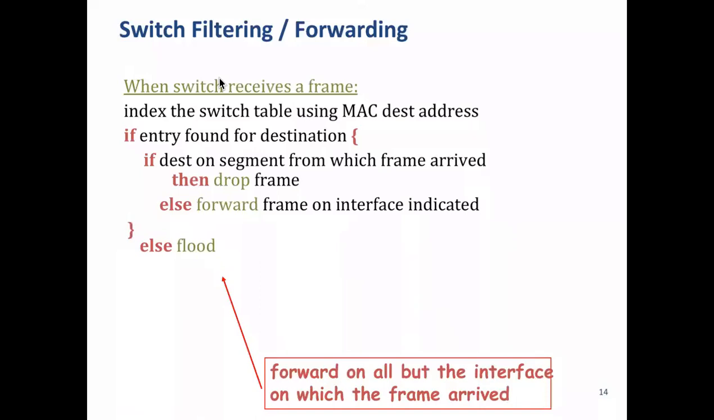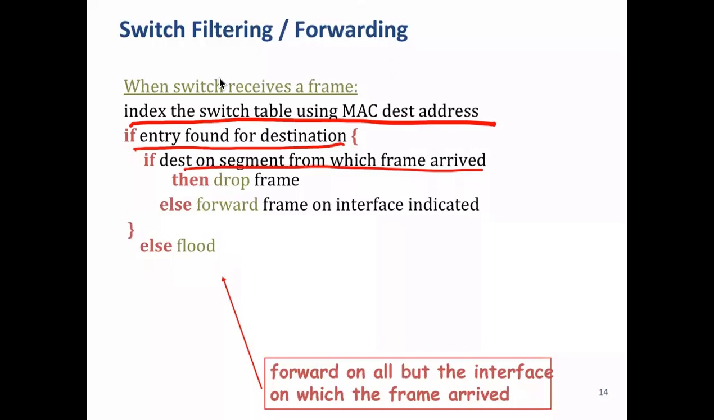Okay. So when a switch receives a frame, it indexes the switch table using the MAC destination address. The table is created in a way that, looking at the destination MAC address, you can directly reach that particular entry. It can be a hash table kind of design or whatever. It's a very efficient, intelligent design, such that searching time is minimum. So if you find the destination entry, then forward the frame. Very simple.